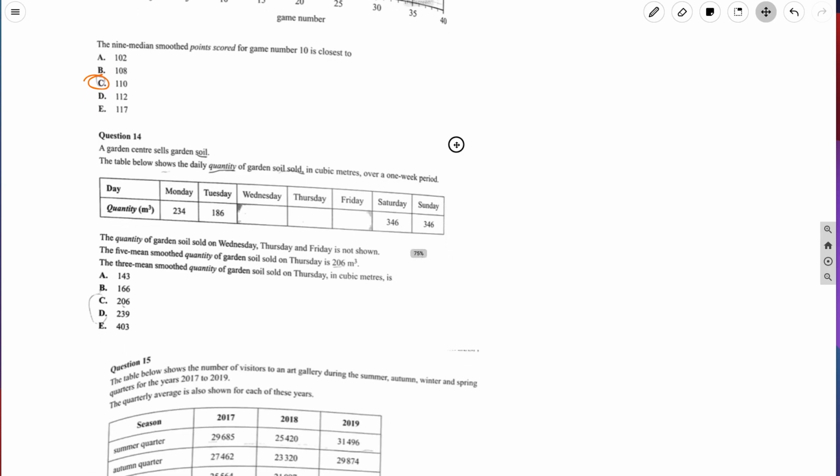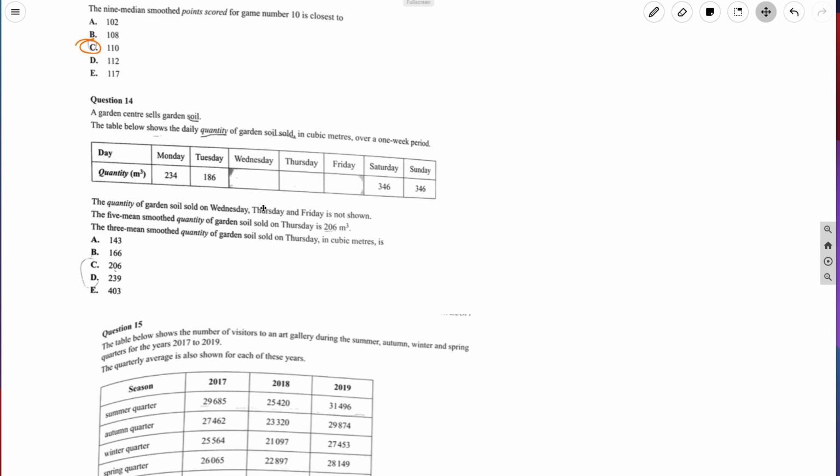And then a garden center sells garden soil. The table below shows the quantity of garden soil sold in cubic meters over a 1-week period. The quantity of garden soil sold on Wednesday, Thursday, Friday is not shown. The 5 mean smoothed quantity for Thursday is 206, and the 3 mean smoothed quantity on Thursday will be what? Wow, it's an interesting one.